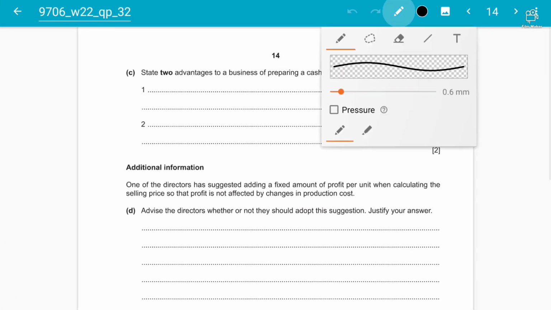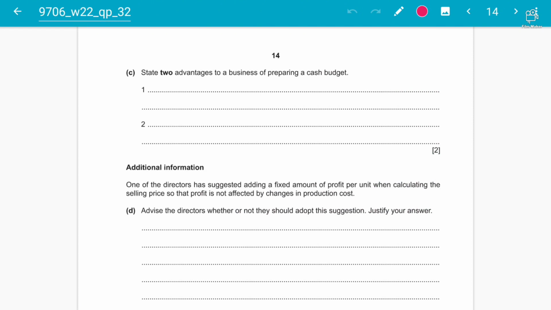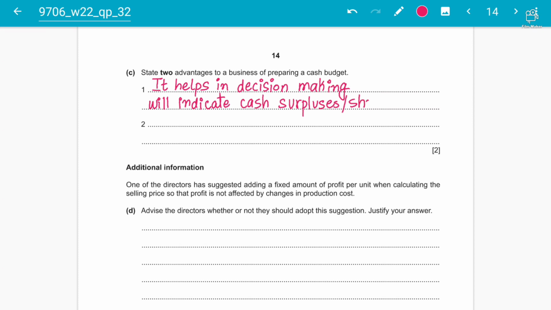So you have to write down the 2 advantages to a business of preparing a cash budget, but there are a lot of advantages. You can write anything. It helps in preparing financial statements. It helps in decision making. First thing, it will help in decision making a lot, and it will indicate the cash shortages and surpluses, how to manage the funds, okay? A lot of points you can write, okay? Surpluses and shortages, helps in decision making, and efficiency, will improve performance, better performance, okay?